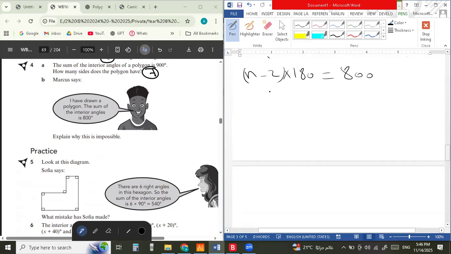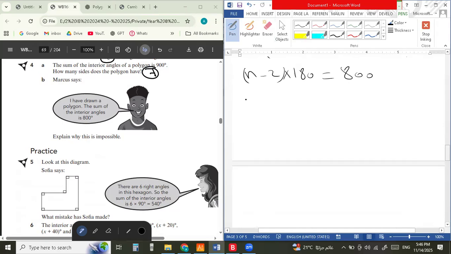Any number of sides that is a whole number, like 6 sides, 7 sides, 8 sides, 10 sides, and it gives me 800, then it is possible to draw a polygon with 800 degrees for the sum of the interior angles. But if n becomes a decimal, that means, well, 6 sides and a half, that's impossible. There is no such thing, as if you're saying 7 people and a half. That doesn't exist with the number of sides of shapes either.